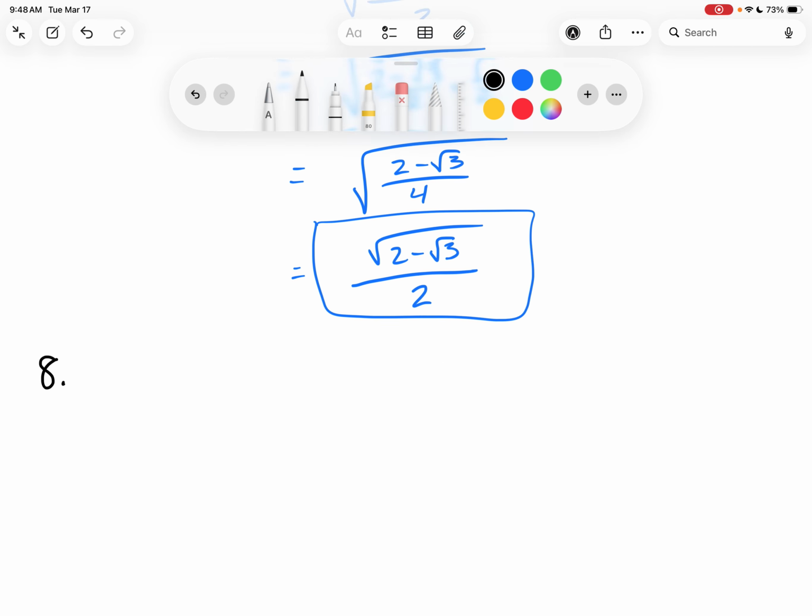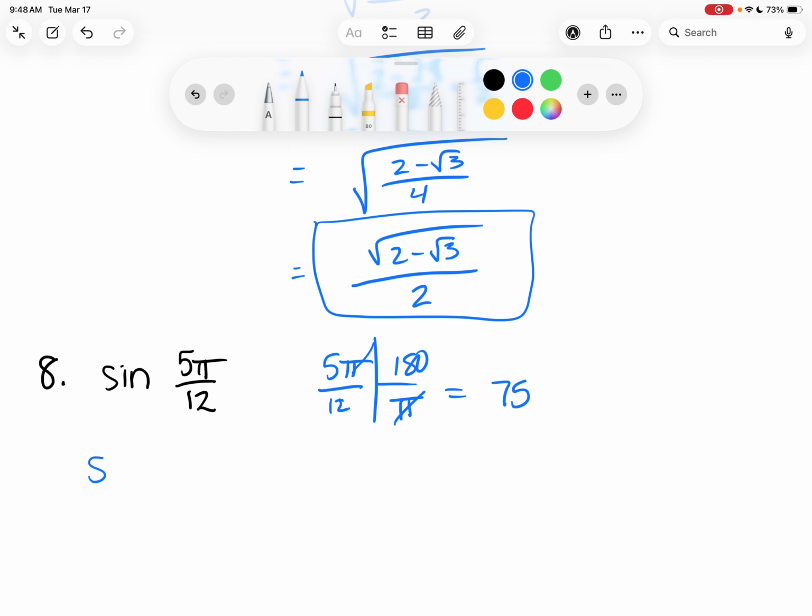Okay, 8. The sine of 5 pi over 12. What's the first thing I should do? Convert to degrees. So 5 pi over 12 times 180 over pi. That's 75.